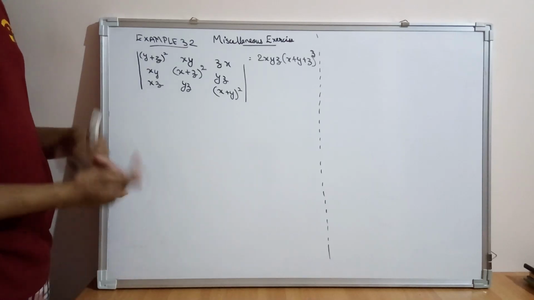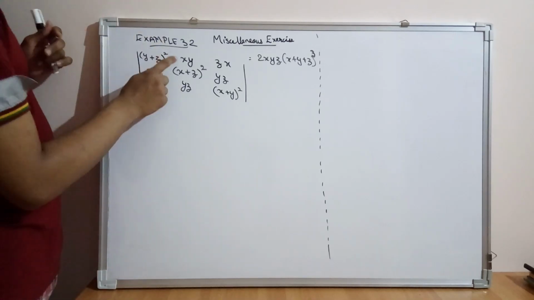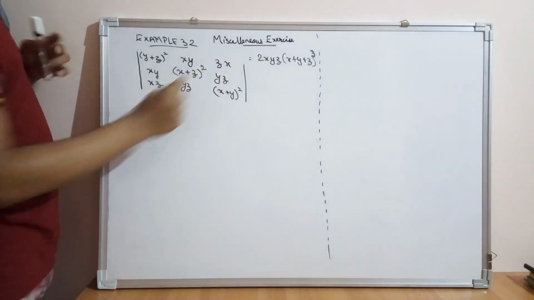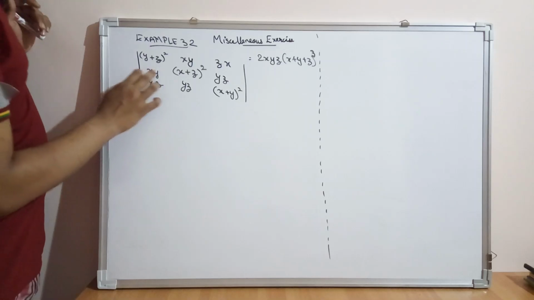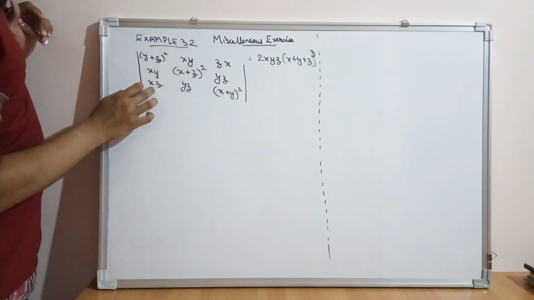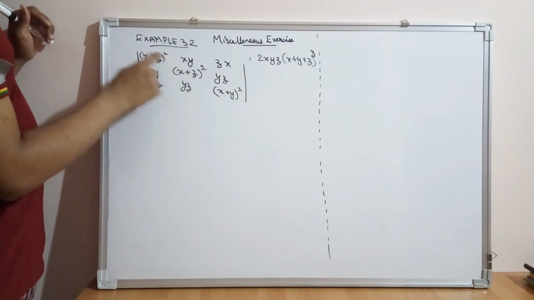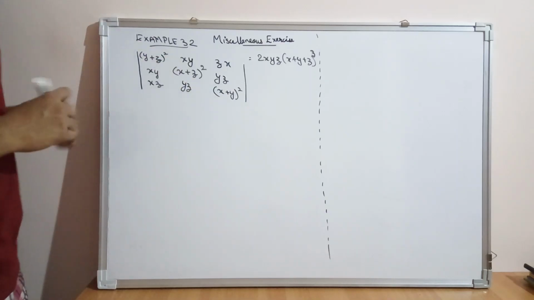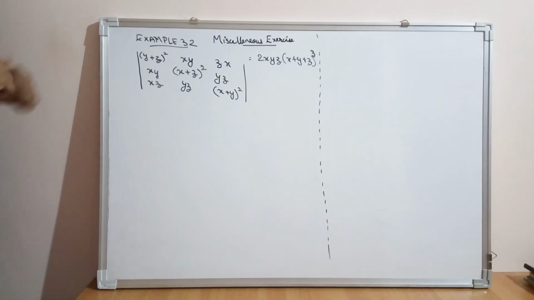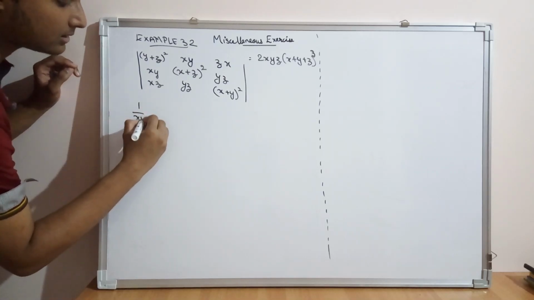Removing y, again putting y. So for that, we know that in the first row, x is common. And here you have y common and here z common. But here you do not have anything. The square terms are devoid of all the things. So we'll remove x.